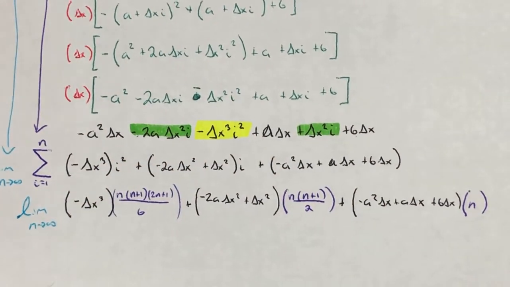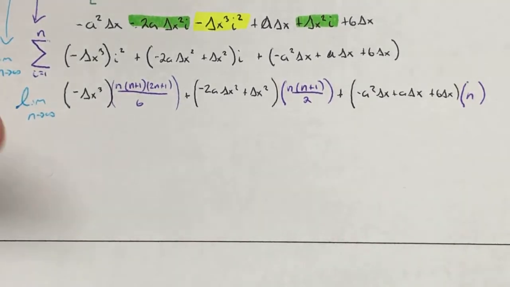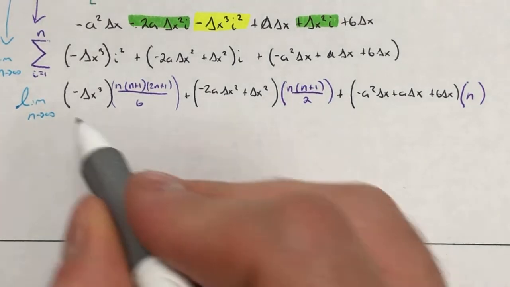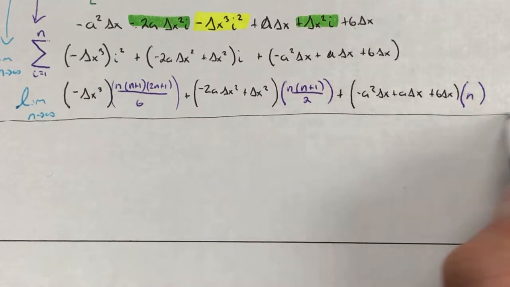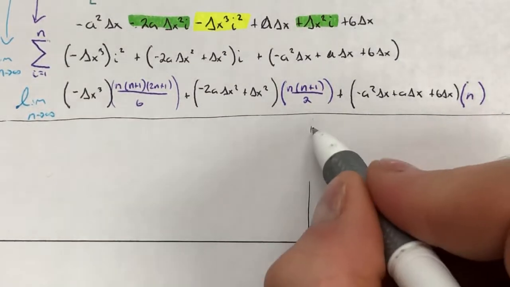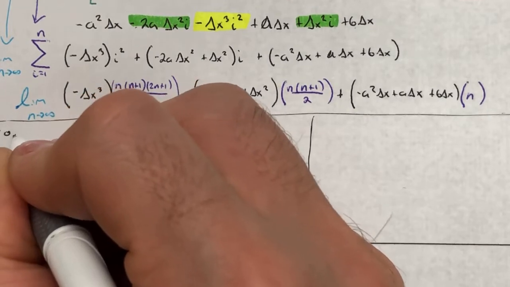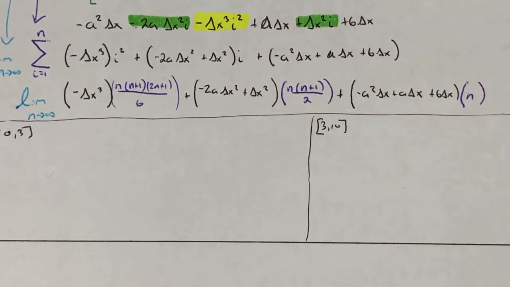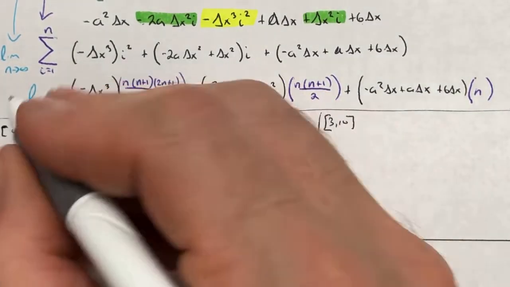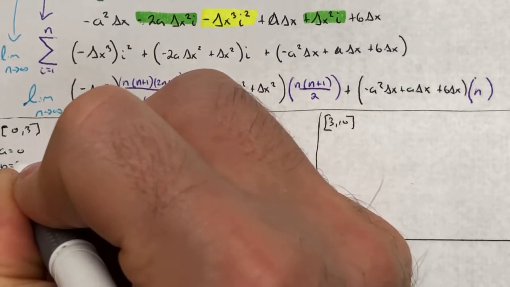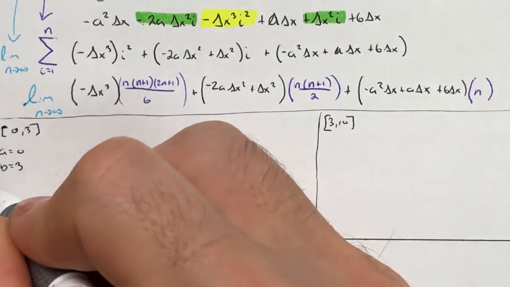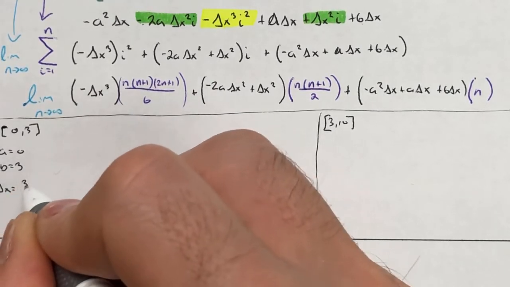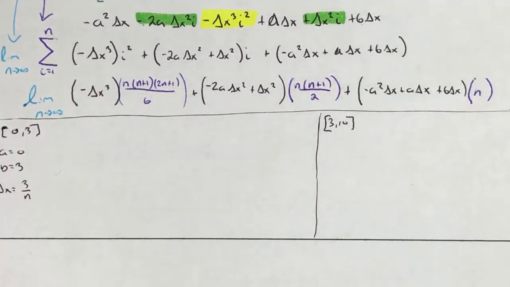Okay. And boom. For the first one, we said that we were going to be doing this from 0 to 3. So I'm going to split this up into two: zero to 3, and for the right one, I'm going to do it from 3 to 10. In this case, I know that my a is going to be 0 and my b is going to be 3. And my delta x is going to be 3 minus 0 over n. So I'm going to plug in all of those values into this.